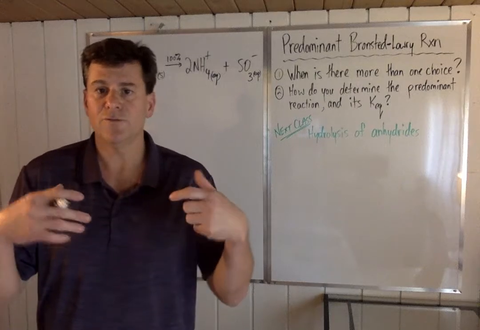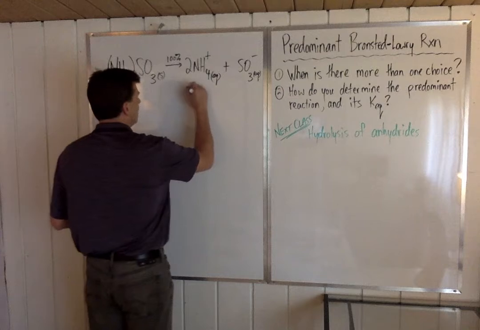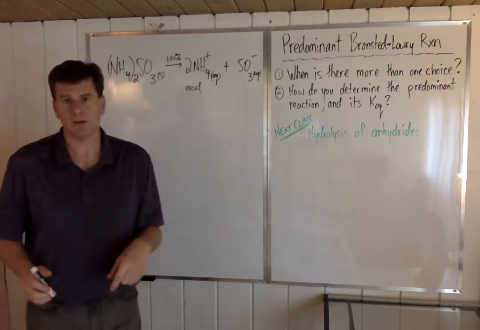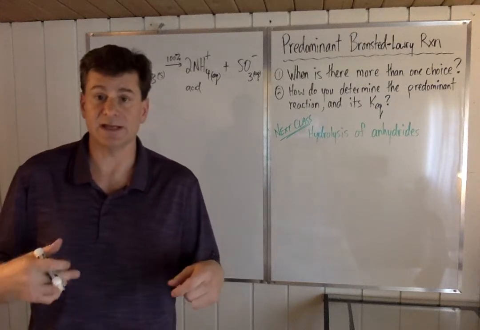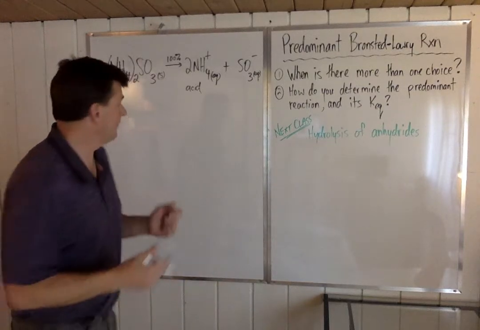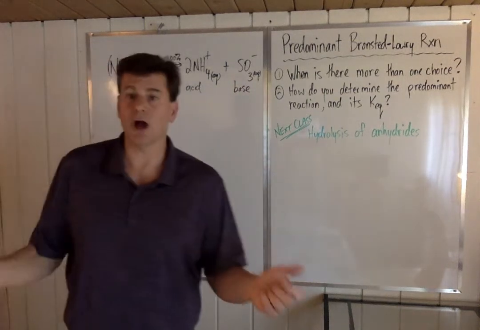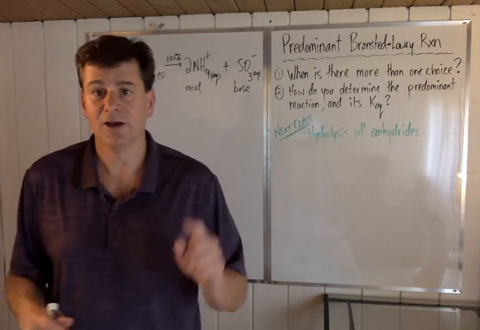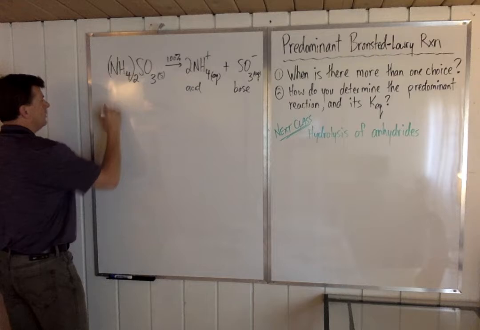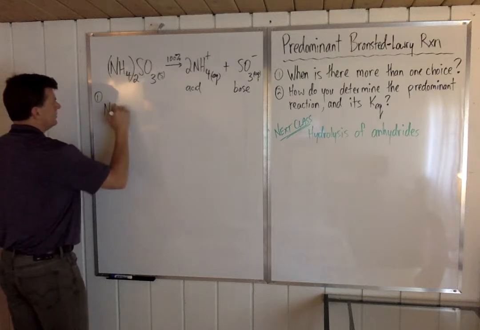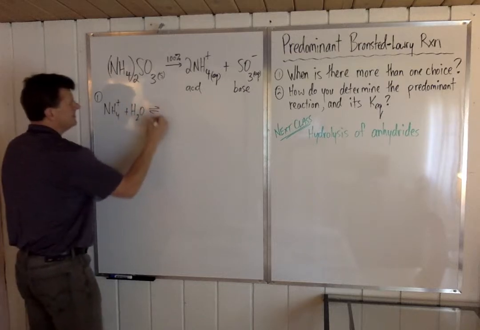So you've got a whole bunch of choices here, because the NH4 is an acid. The SO3 minus 2, it doesn't have an H, but it is not the conjugate of a strong acid, therefore it's a base. So look at all the options that you have here, okay? Option number 1 is NH4, so I'll write them here. NH4 acting as an acid, so it makes hydronium.